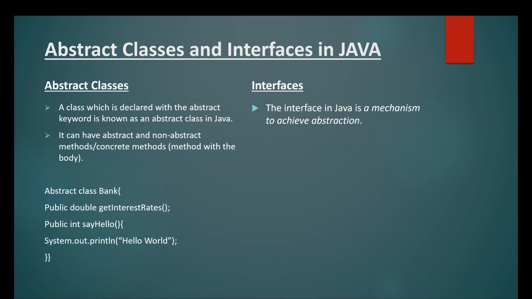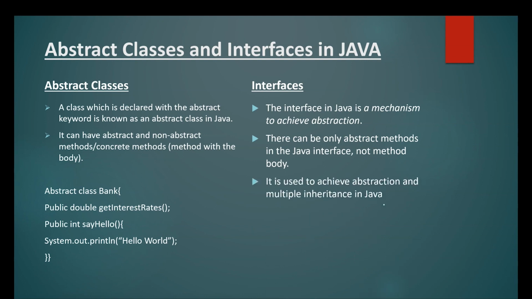So an interface in Java is a mechanism to achieve abstraction. That's the first point I already told you. The second point about interfaces is there can be only abstract methods in the Java interface, which simply means the Java interfaces can contain only abstract methods. They can never contain concrete methods. Okay. The third point about interfaces, it is used to achieve abstraction and multiple inheritance in Java.